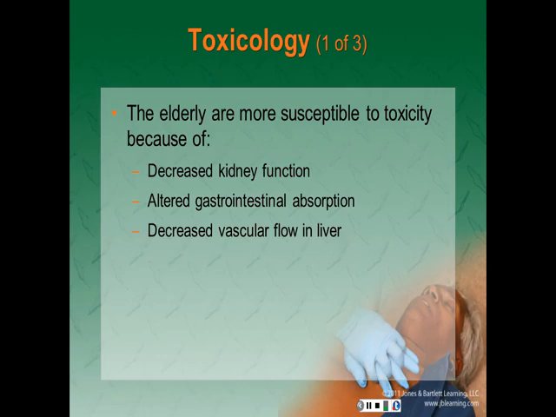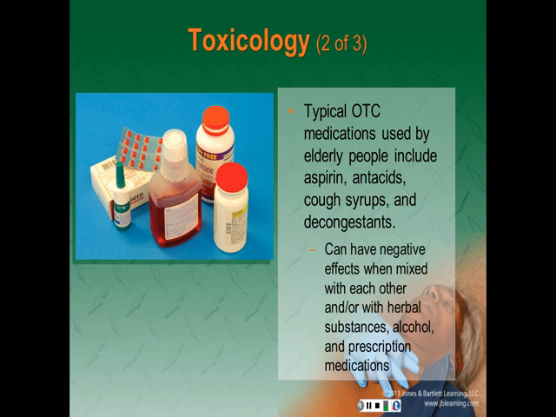Toxicology. The elderly are more susceptible to toxicity because of a decreased kidney function and altered GI absorption and decreased vascular flow in the liver. The kidneys undergo structural and functional changes with age, and decreased liver function makes it harder for the liver to detoxify the blood and eliminate substances such as medications and alcohol.